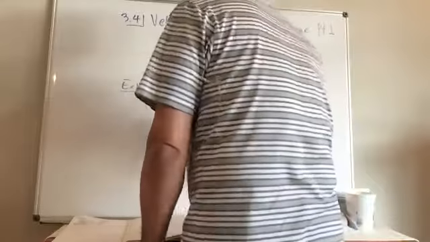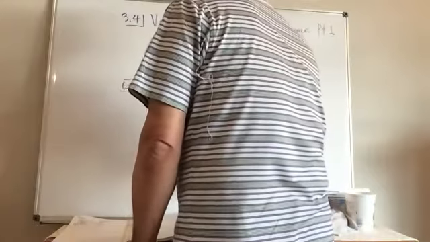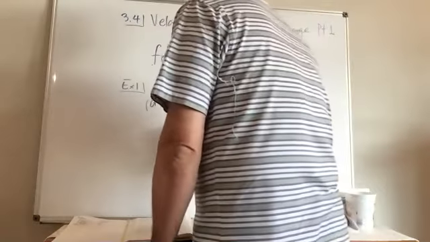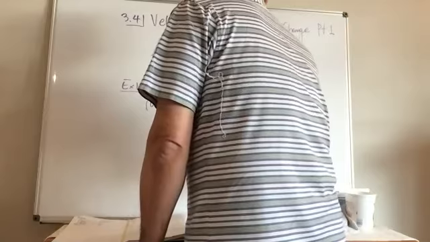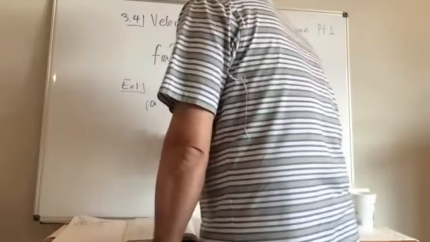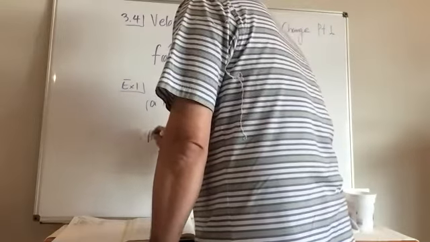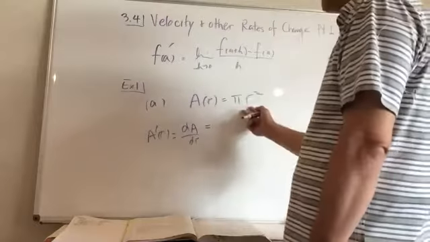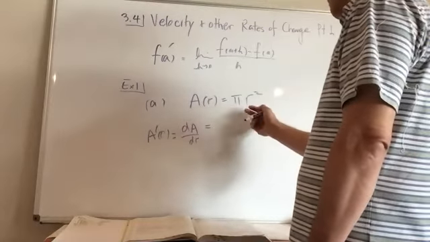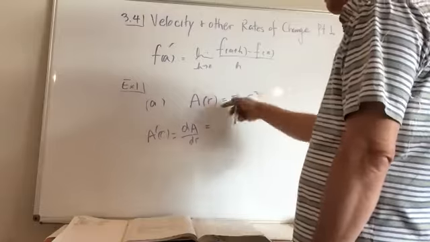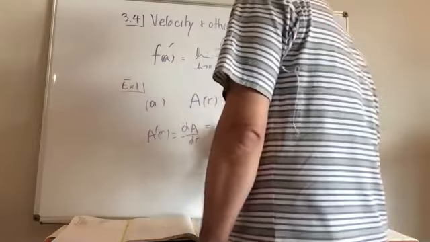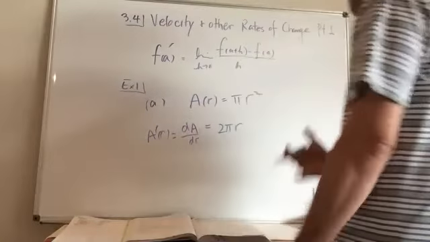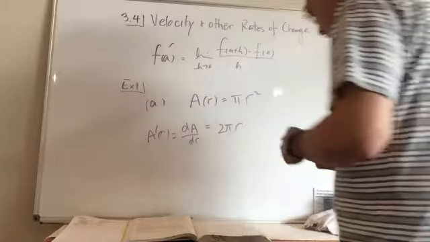And it tells us find the rate of change of A. So it'll be A prime, in other words dA dr, or A prime of r. So we'll take the derivative of this with regard to r. So you have r squared, so the 2 comes forward and it becomes 2 pi r. And that's it. Nothing more than that, right?